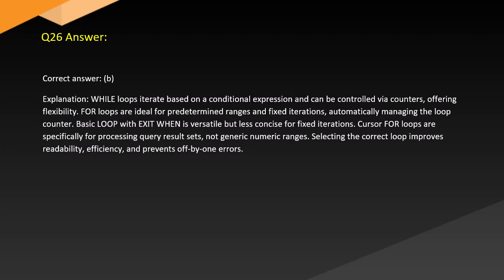Answer. Correct answer: B. Explanation. WHILE loops iterate based on a conditional expression and can be controlled via counters, offering flexibility. FOR loops are ideal for predetermined ranges and fixed iterations, automatically managing the loop counter. Basic loop with EXIT WHEN is versatile but less concise for fixed iterations. Cursor FOR loops are specifically for processing query result sets, not generic numeric ranges. Selecting the correct loop improves readability, efficiency, and prevents off-by-one errors.